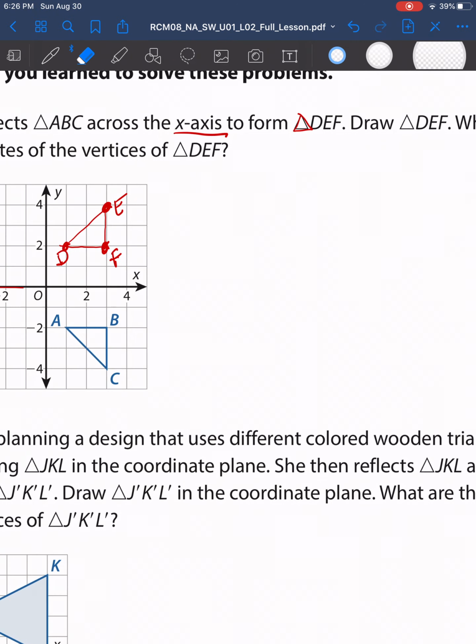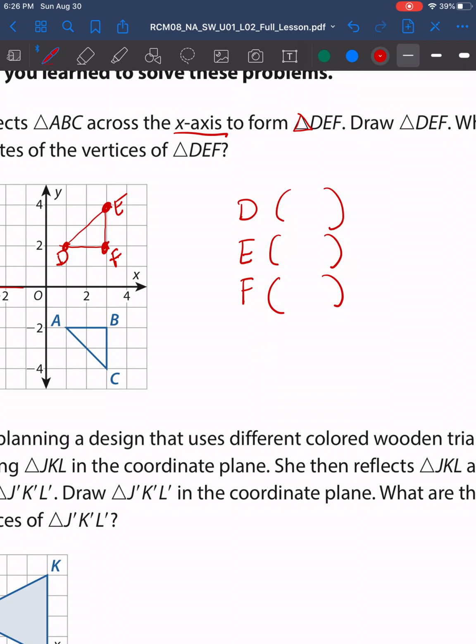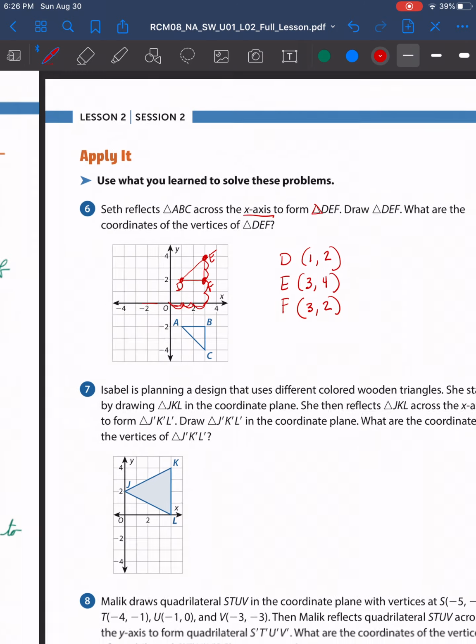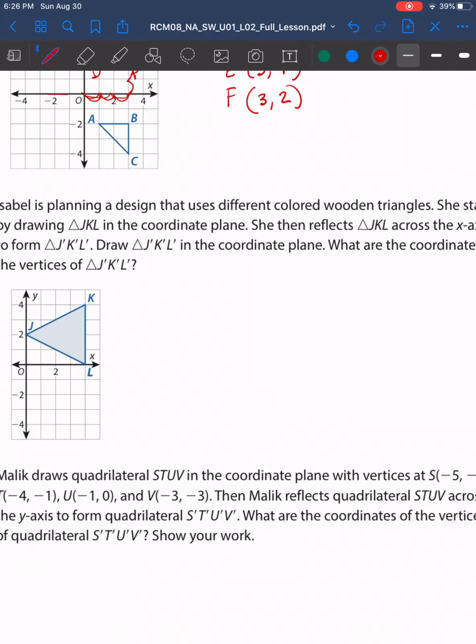Now we have to go find out what the new coordinates are. So D, E, and F. Let's go find out. So D, we go over 1 and up 2. E is over 1, 2, 3, up 1, 2, 3, 4. And then F is over 1, 2, 3, and then up 2. Okay, since it's in quadrant 1, everything is positive. We did it correctly.